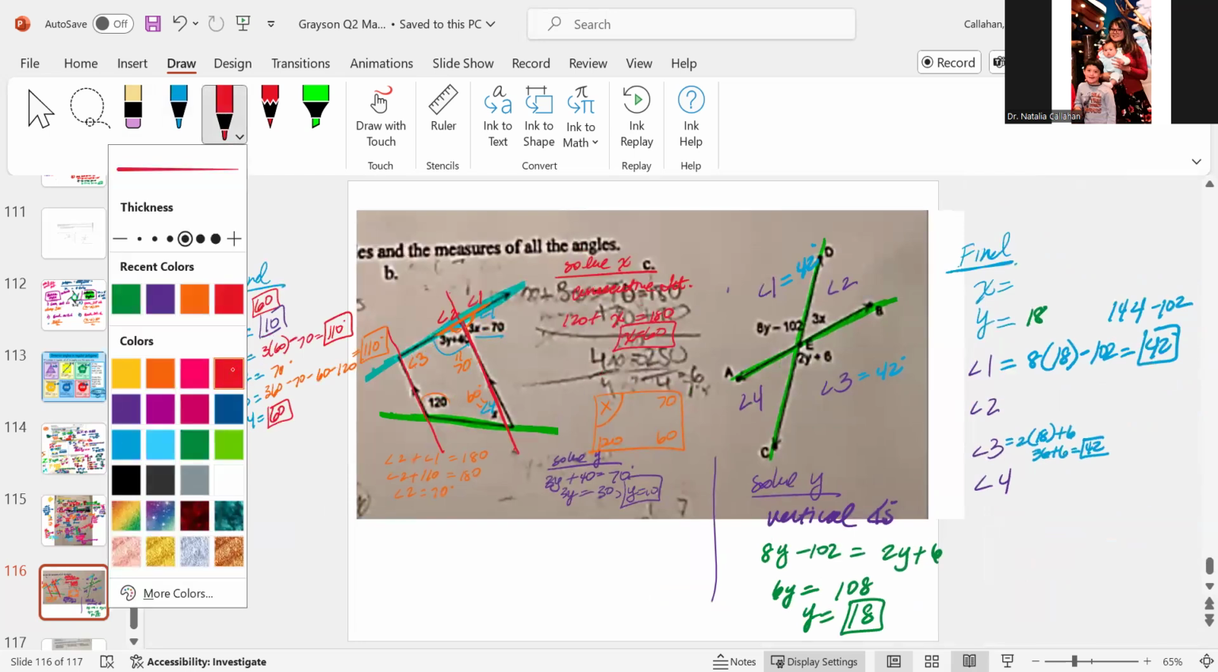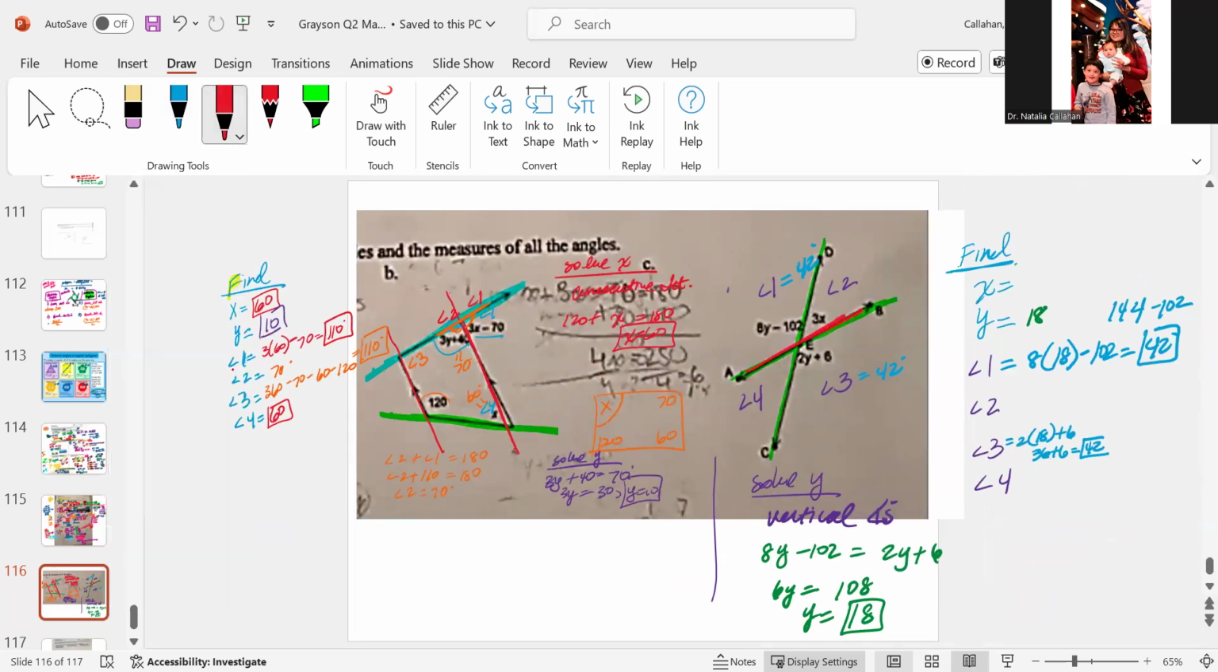Look for straight lines. Do you see the straight line right here? Doesn't angle 1 plus angle 2 equal 180 degrees? Do we know what angle 1 is? No. Really? We don't know? Didn't we just find it? Yes. 42 plus angle 2 equals 180 degrees. What does angle 2 equal to?